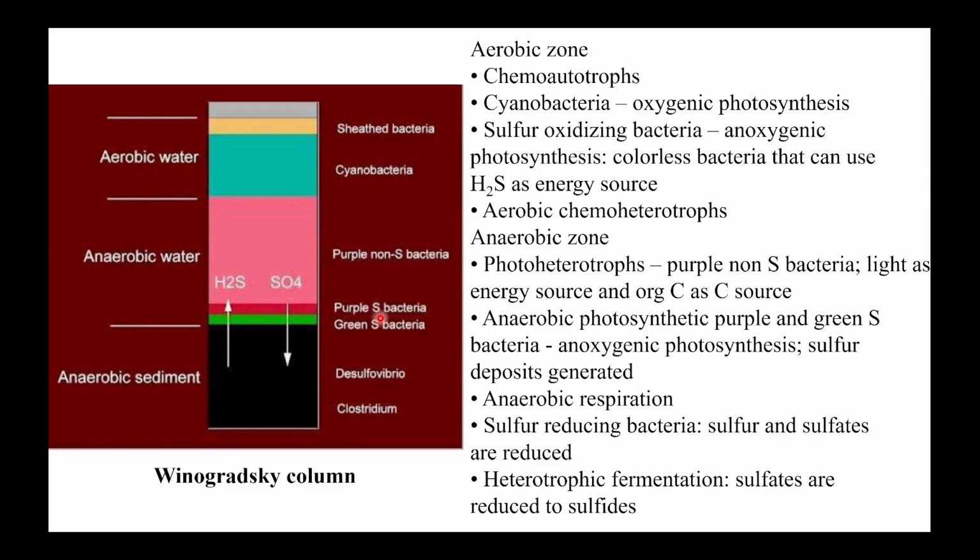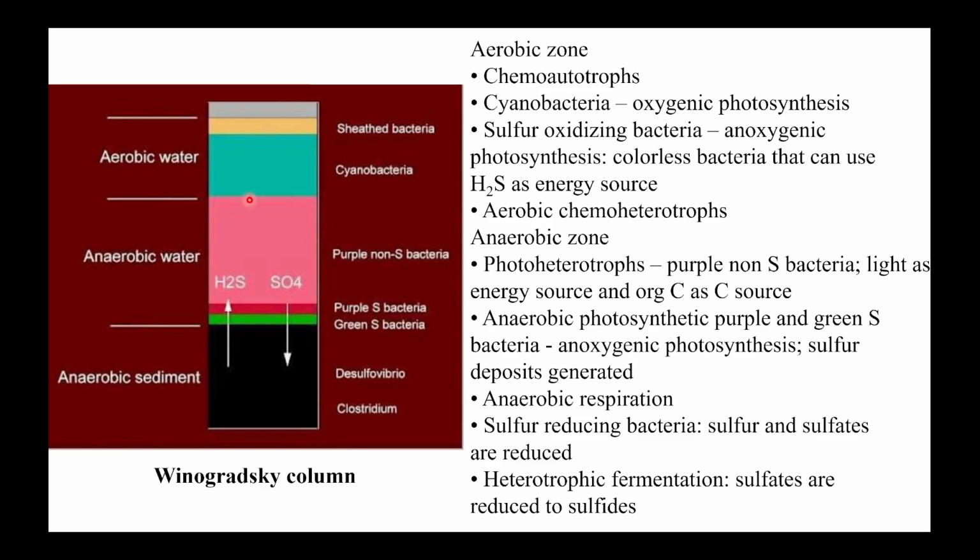Then below this we'll have sulfur reducing bacteria, which can use sulfur and reduce sulfur into sulfates. So sulfur and sulfates will be reduced. And then lastly, we'll have heterotrophic fermentation occurring, where sulfates are reduced to sulfides. So H2S will be formed, and that H2S will rise up. H2S is gaseous, so it can rise up.